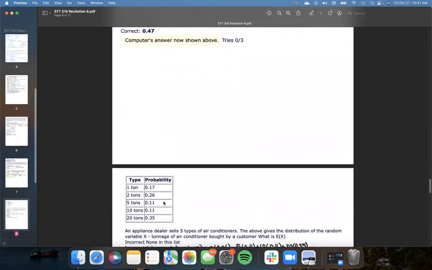Okay. An appliance dealer sells 5 types of air conditioners. The above gives the distribution of the random variable X, tonnage of air conditioner bought by a customer. What is the expectation of X? So here we have on the left-hand side how many tons, and then on the right the probability.